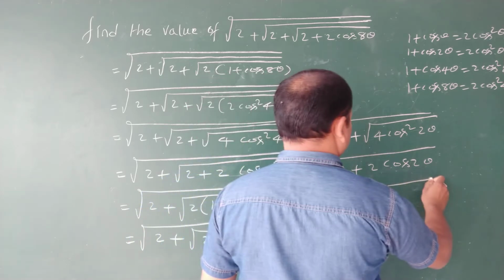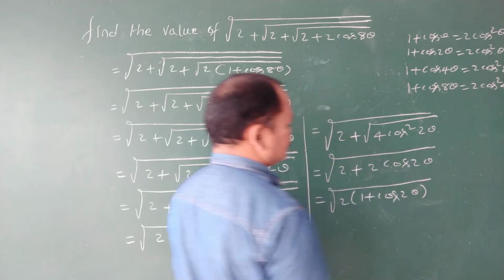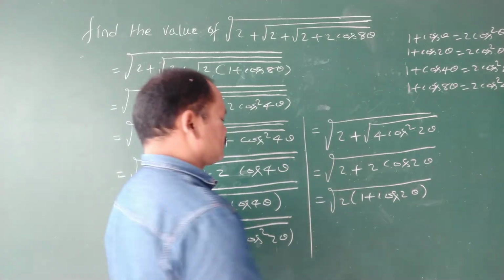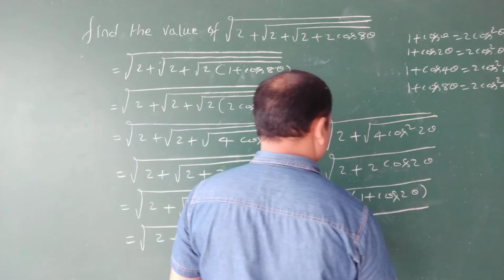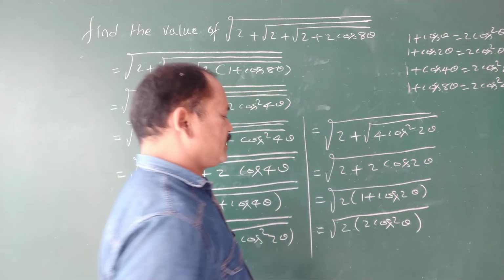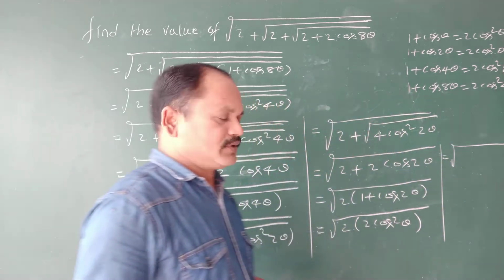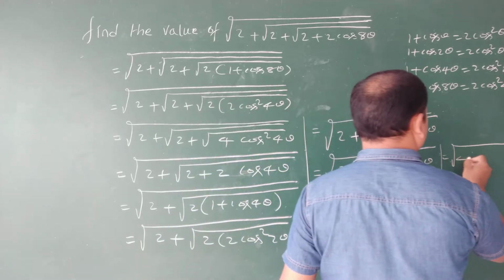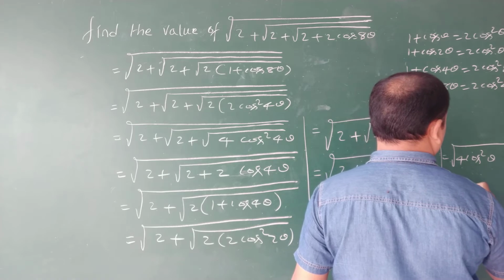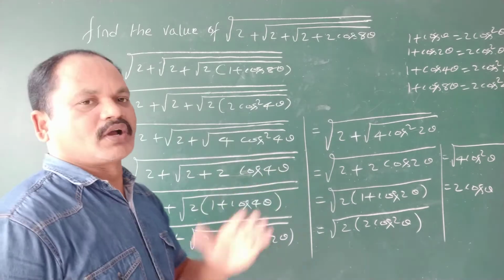Now for this, take common 2. Here it is 1 plus cos 2 theta. Again, what is 1 plus cos 2 theta? That is 2 cos square theta. That is root of 2 times of 2 cos square theta. That's why here again it gives square root of 2 into 2, 4 cos square theta. So root 4 is 2 and root cos square theta is cos theta. That's why the value of this one is 2 cos theta.